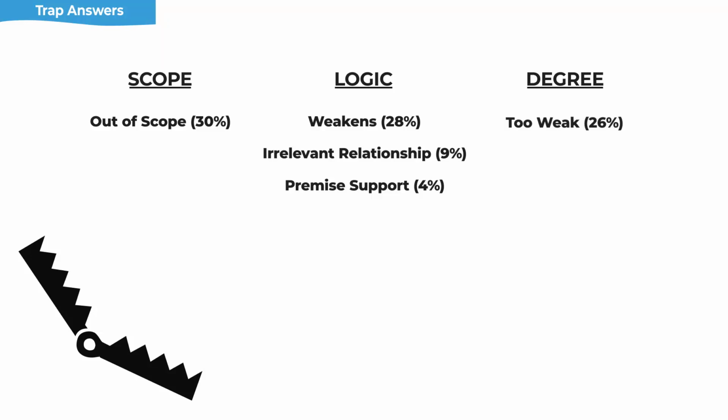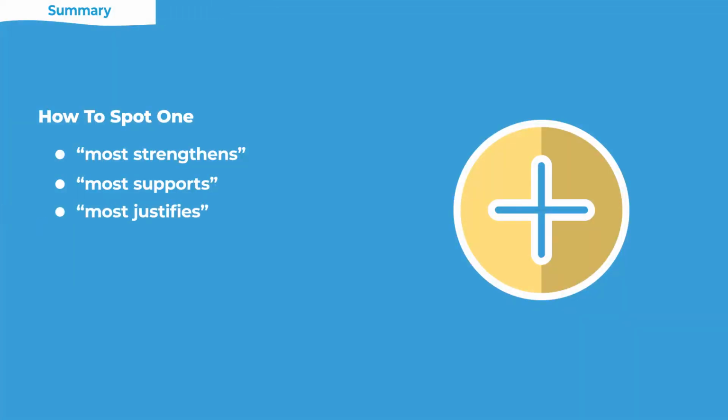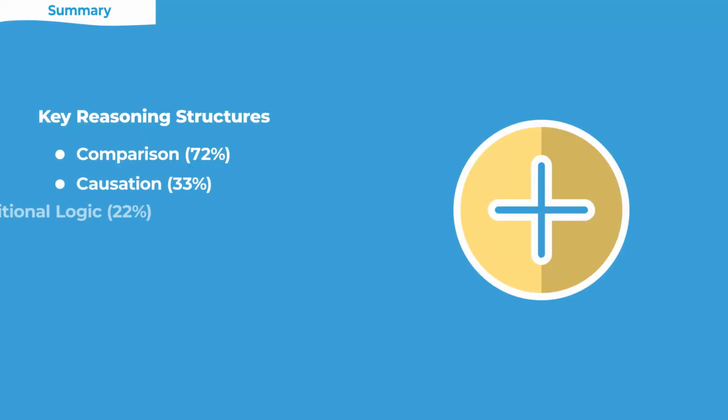26% of wrong answers are wrong because they're too weak. They include the words some or many or often. Essentially, they include terms that make the answer choice so weak that it's not strong enough to actually impact the argument's conclusion. So in summary, you spot a strengthening question with language in the question stem, either looking for words like strengthens, supports, or justifies, and be on the lookout for more accept questions than normal when working on strengthening questions. The reasoning structures you really want to be on the lookout for are comparison at 72% of arguments and causation, 33%. Conditional logic is present, but it's less dominant in this particular question type.